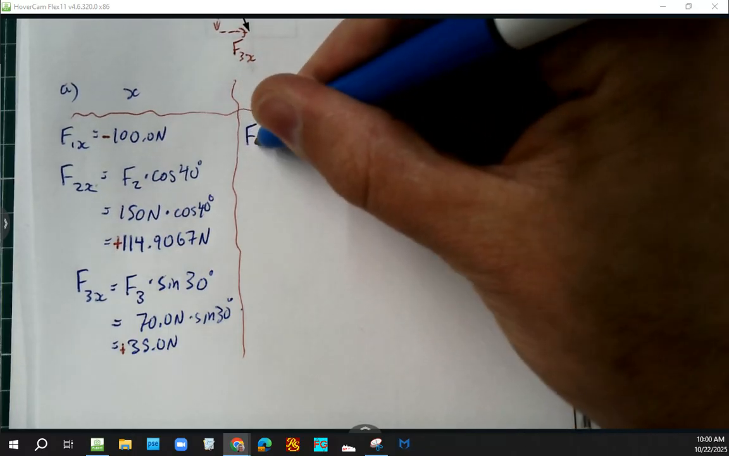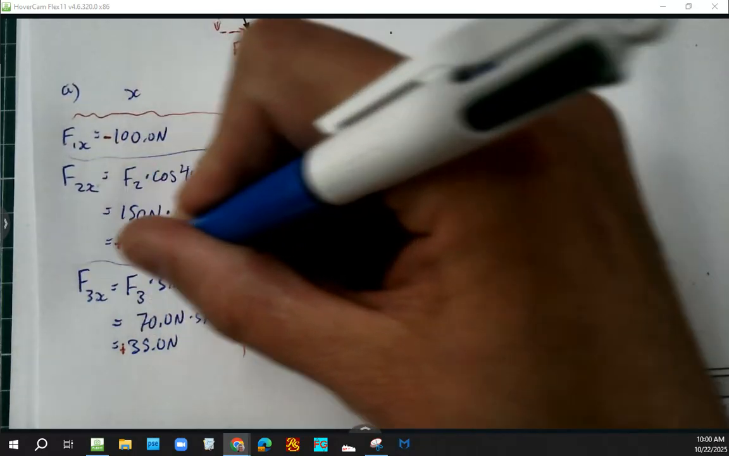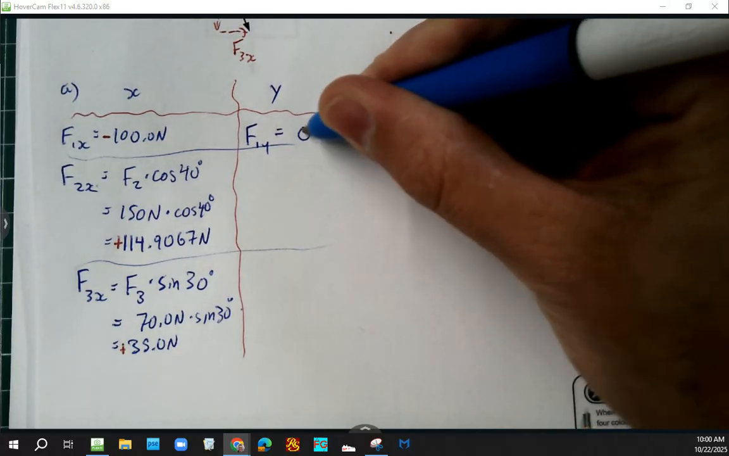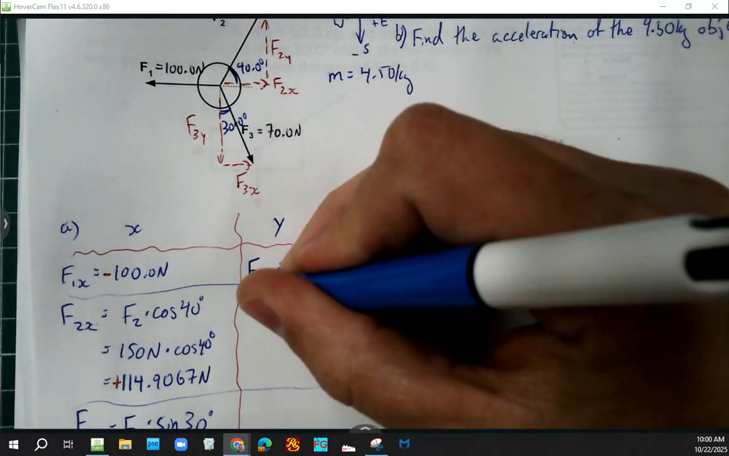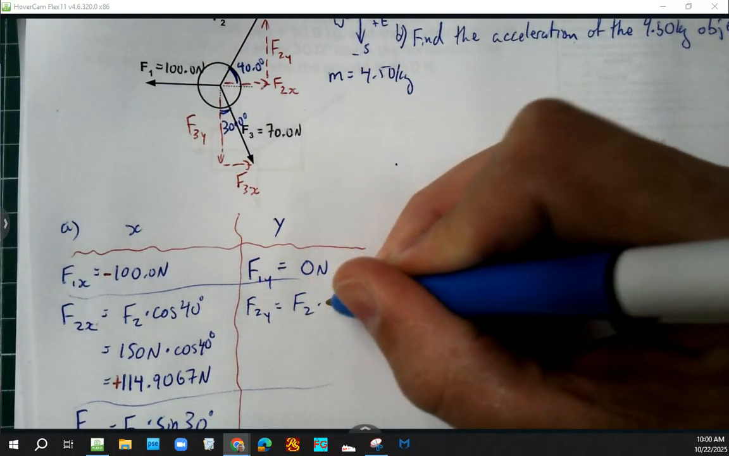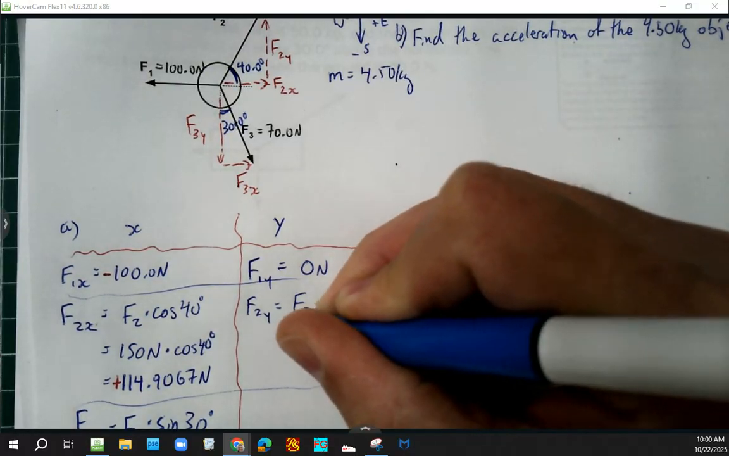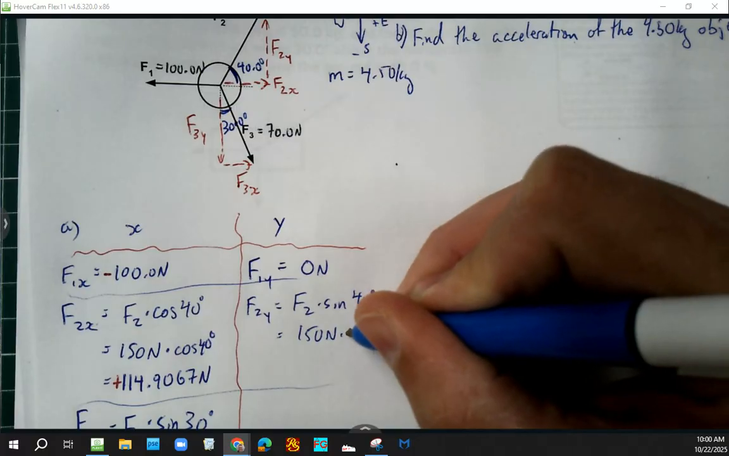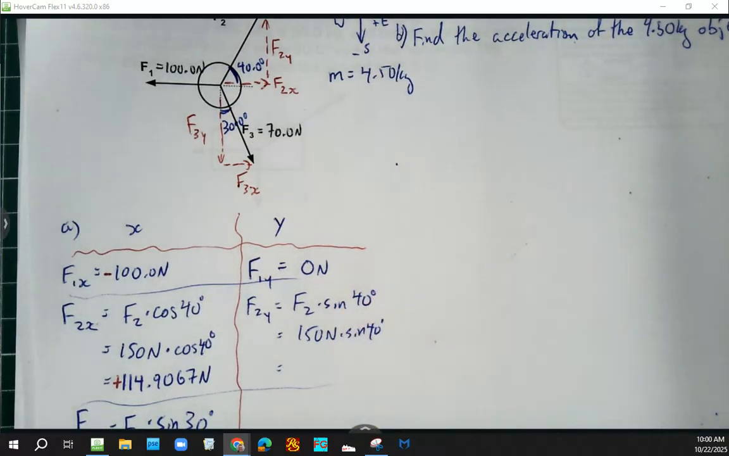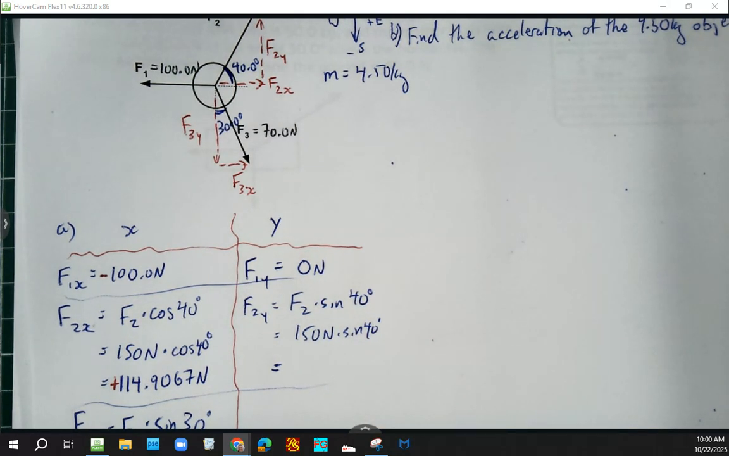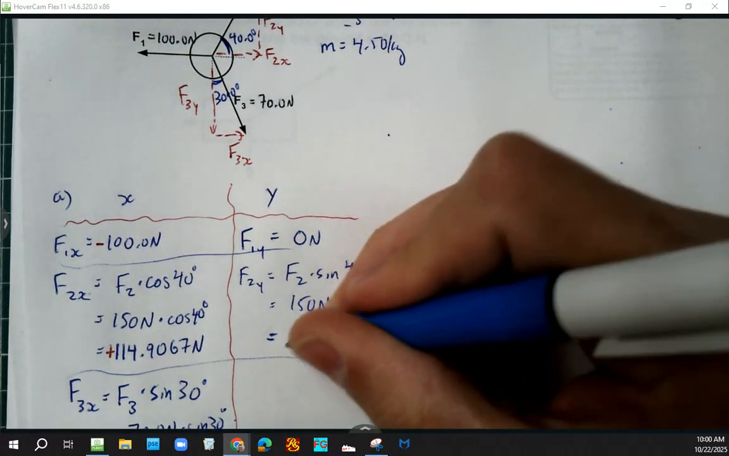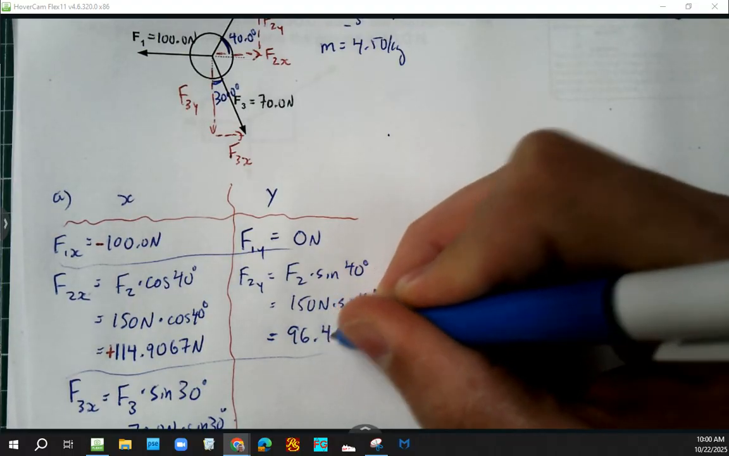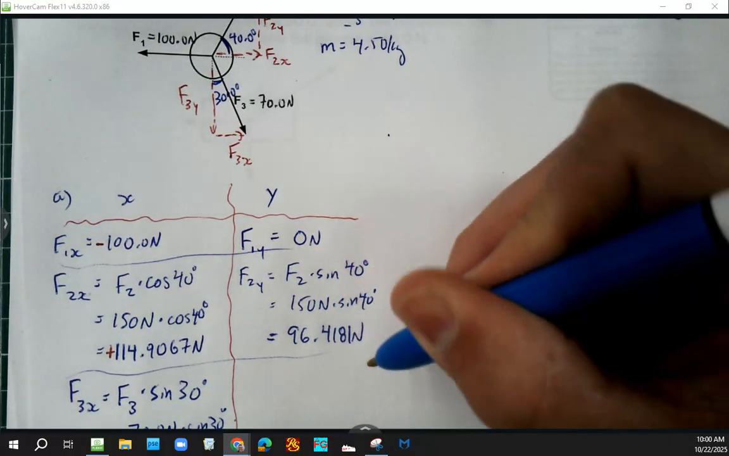Now when I go F1y, notice I'm just thinking about my y information here. That's just 0 newtons, right? There was no y component to that force. We can take a peek at the vector diagram. No y component to that force. F2y is going to be F2 times sine of 40 degrees, 150 newtons times sine 40. Again, somebody with a calculator, help this guy out. It'll be less than 100 and more than 90, I think. 96.4181. What is it? 96 point 4181. Nice. 4181 newtons.